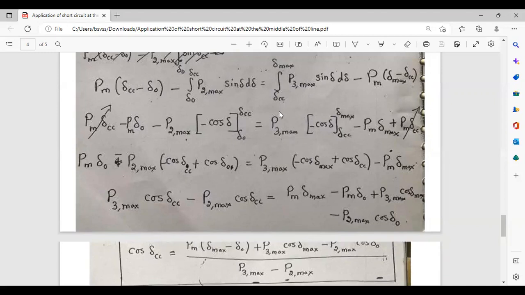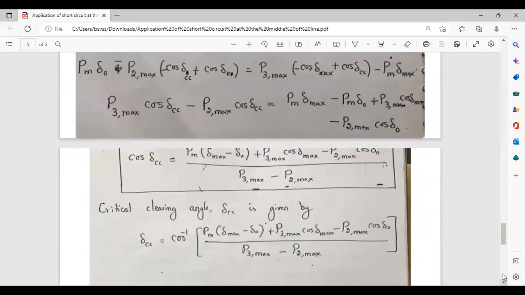And if you simplify step by step, finally we can calculate the value for critical clearing angle delta CC. So delta CC is equal to cos inverse of [PM into (delta max minus delta naught) plus P3 max into cos delta max minus P2 max into cos delta naught] divided by (P3 max minus P2 max). So this is the value of critical clearing angle for the condition where the fault occurs at the middle of the double circuit line.